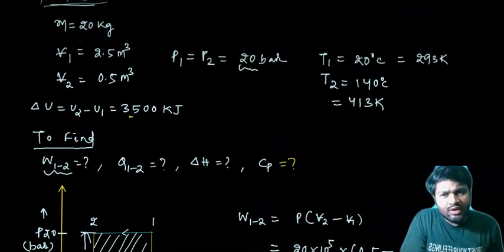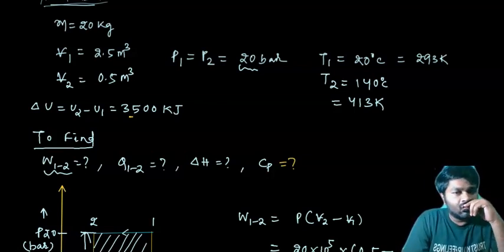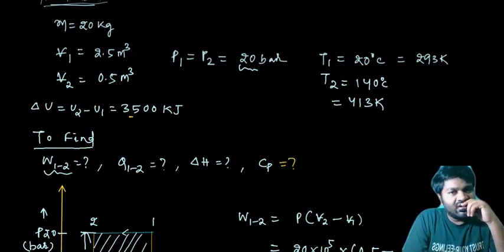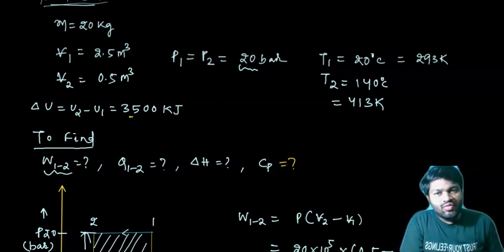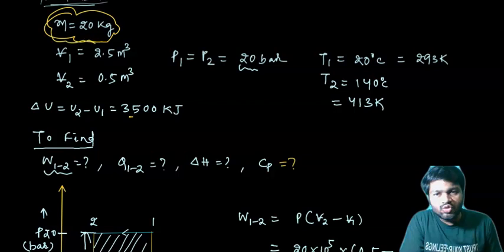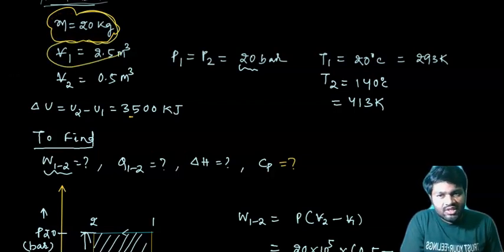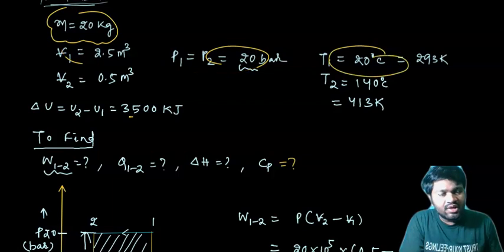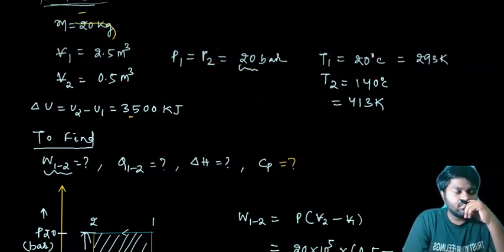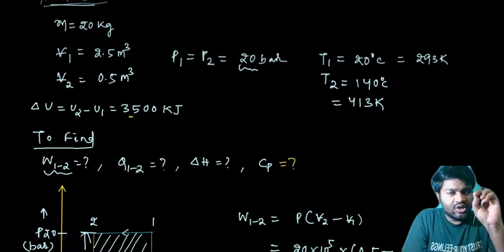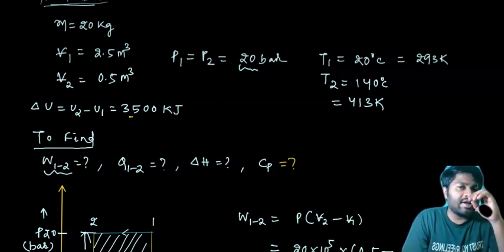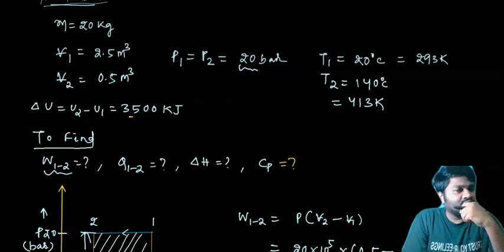If we look into this data, here V1 is given, P1 and P2 are also given, and T1 is given. Again, we know the value of this M. So M is given, V1 is given, P1 is given, and T1 is given. So we can assume that this particular gas is an ideal gas. By assuming that, we can use the ideal gas equation.